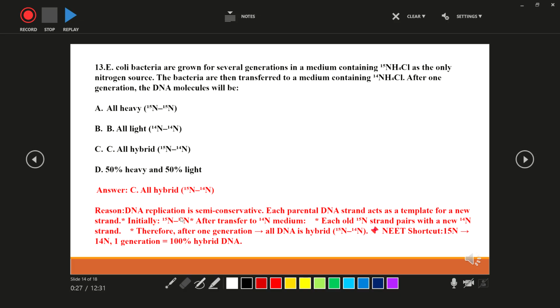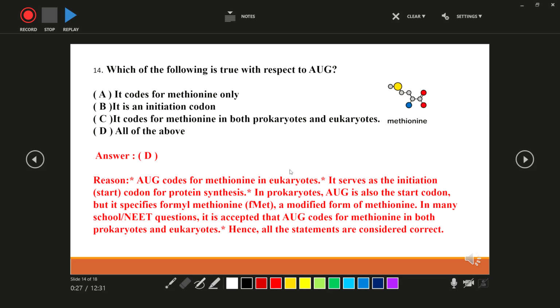DNA replication is semi-conservative. Each parental strand acts as a template for a new strand. Initially, this is the parental strand. After transfer to N14 medium, each old N15 strand pairs with a new N14 strand. Therefore, after one generation, all DNA is hybrid, N15 and N14. This is also a very important NEET question.